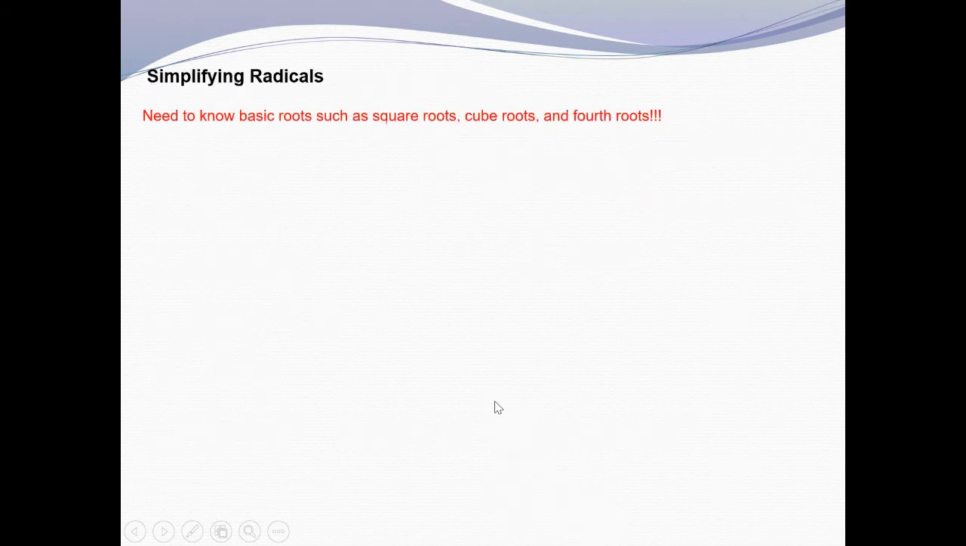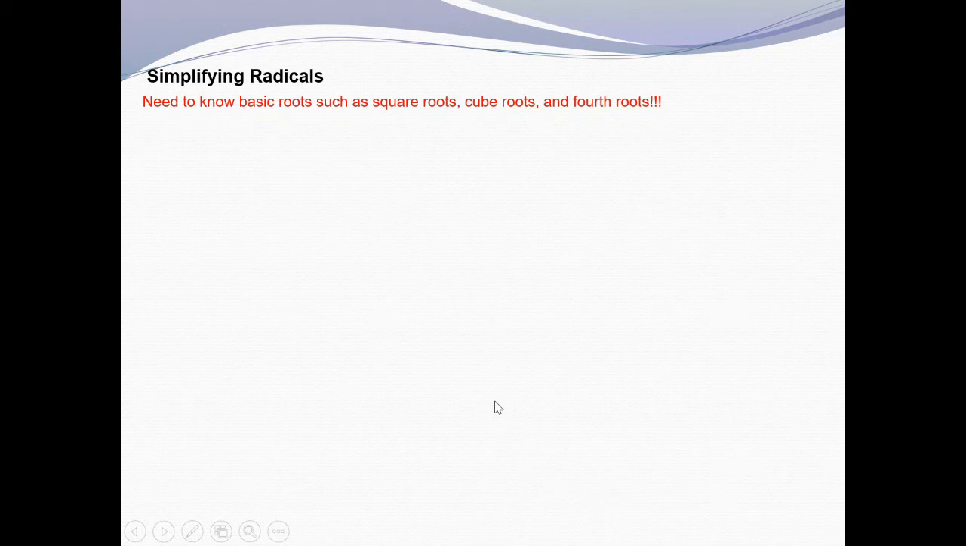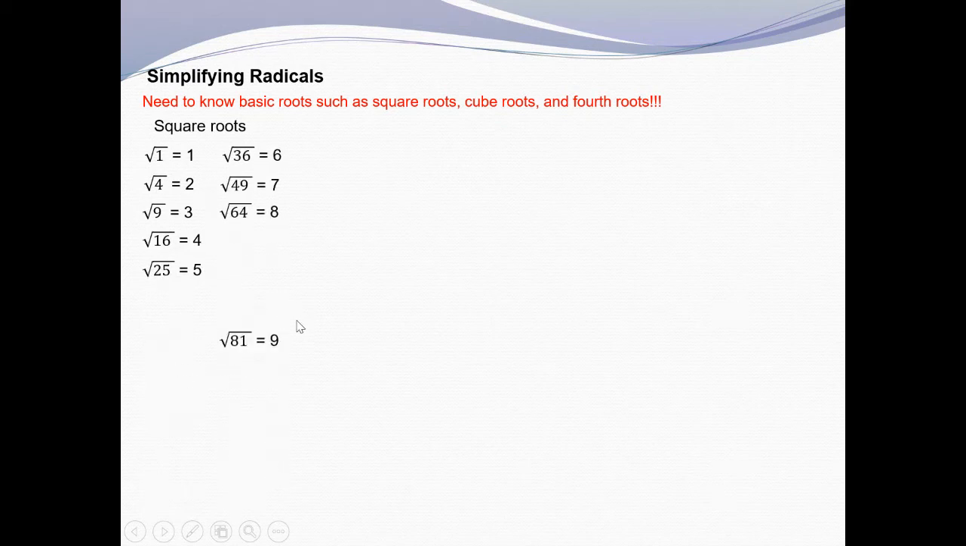Now, simplifying radicals. To simplify radicals, you need to know basic roots such as square roots, cube roots, and 4th roots. And I believe I went over this today in class for the NCBN. Okay, so these are the square roots. The square root of 1 is equal to 1. The square root of 4 is 2. The square root of 9 is 3, and so forth. You must know all these, at least all the way to 100. And finally, the square root of 100 is equal to 10.